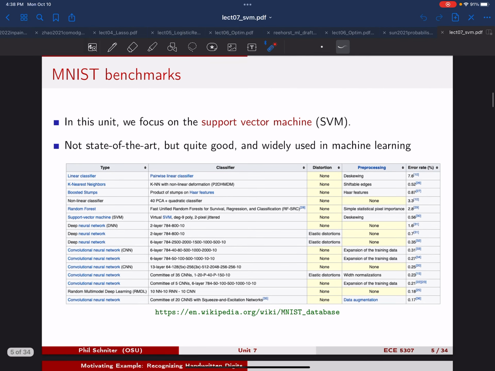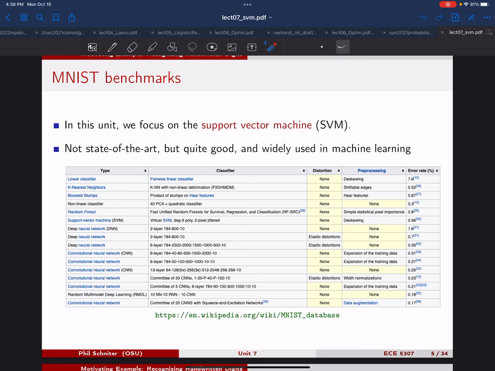So the main technical thing we're going to learn in this unit is called the support vector machine. It's a very well-known approach in machine learning. It was sort of the state of the art before deep learning. Question? So is that 784 features? Yes, exactly. So we treat each pixel as a feature. Right. Yeah, so this was the state of the art approach before deep learning.